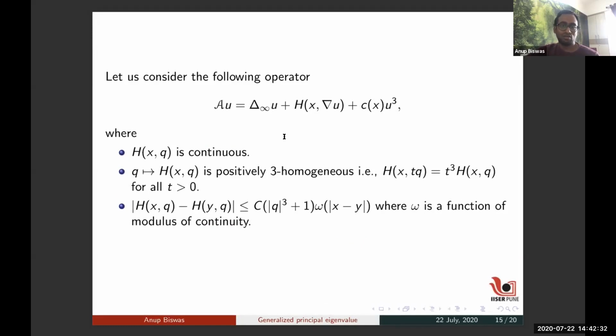One can consider an operator in a quite general form. So you add the infinity Laplacian, then you have a gradient nonlinearity, and then C is the potential, and then you look at u to the power cube. Okay, so that's the equation.